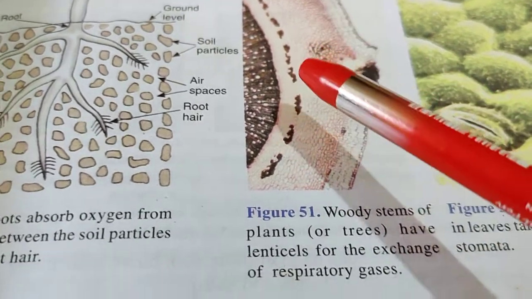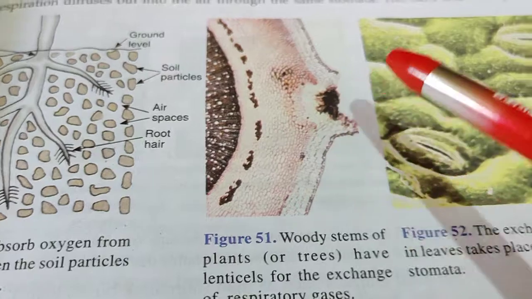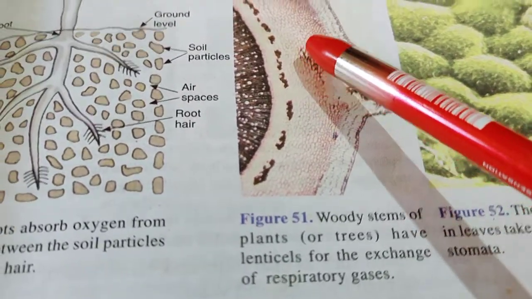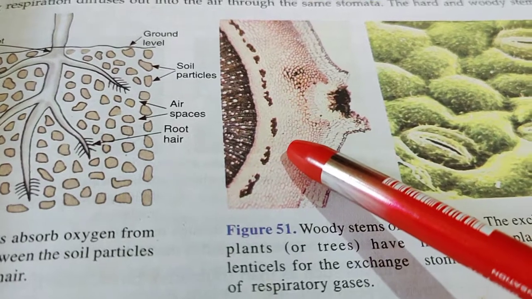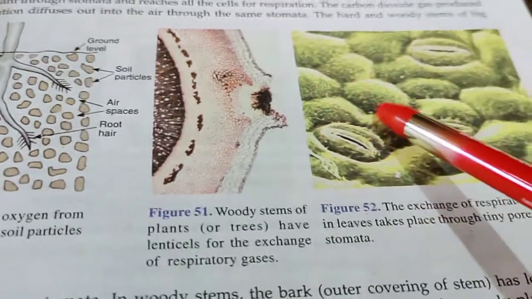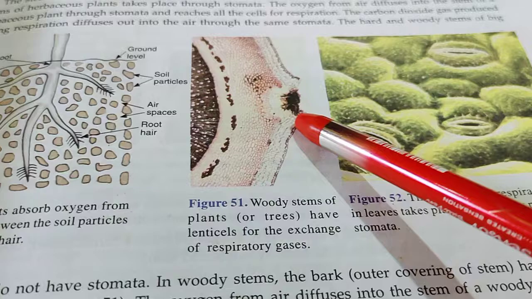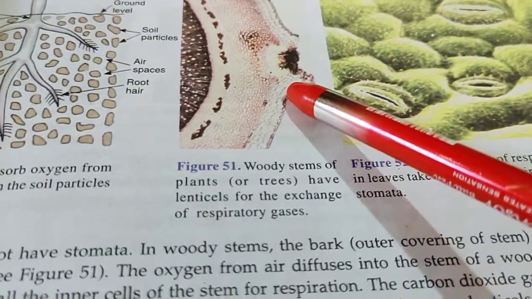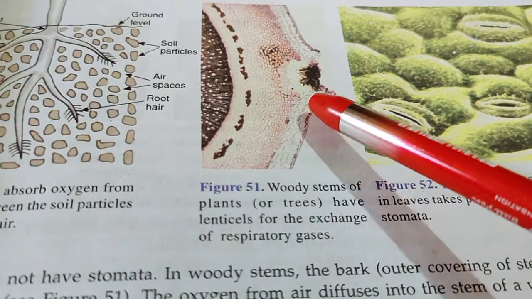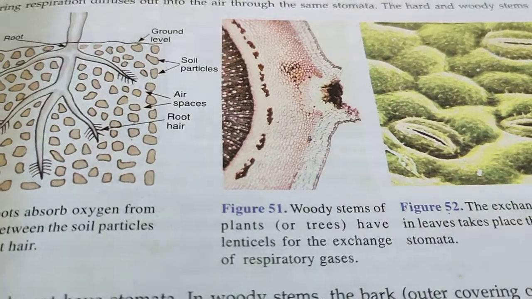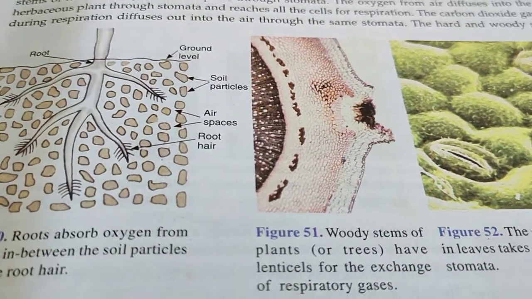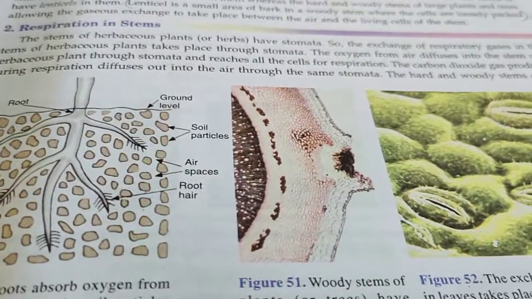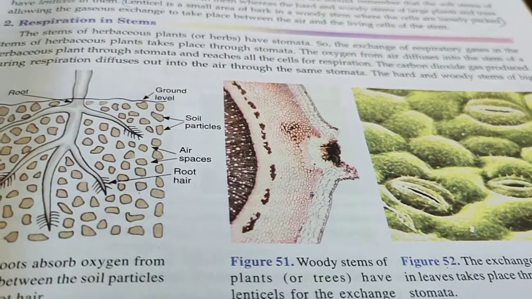Okay, so stems, in case of herbaceous plants or in case of woody stem, both the structures, stomata and lenticels, help in exchange of respiratory gases. The oxygen from air diffuses into the stem through either stomata or lenticel.